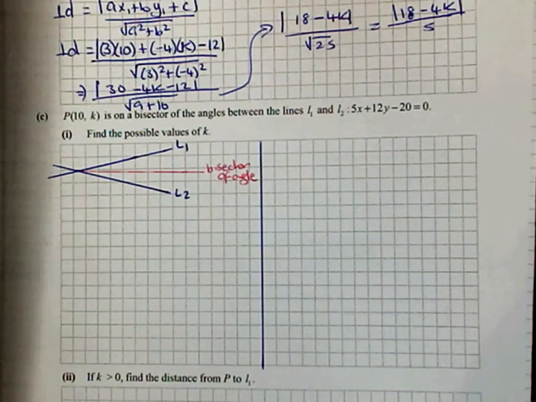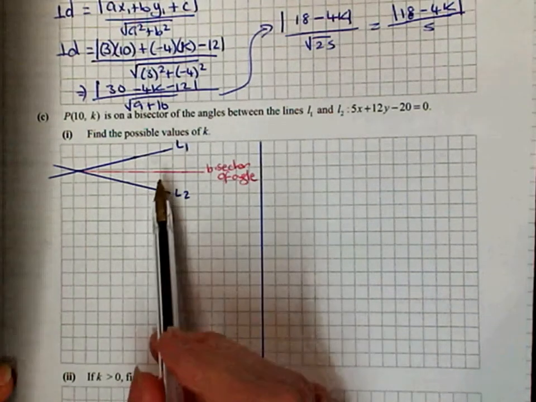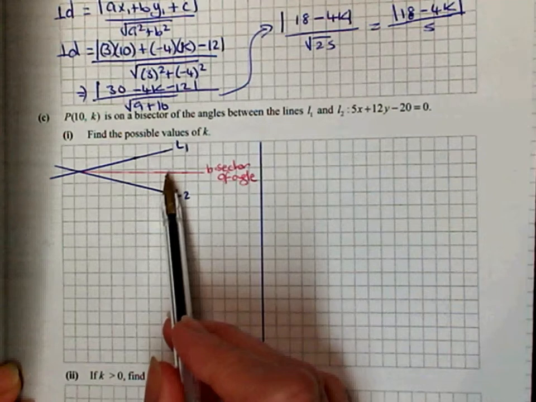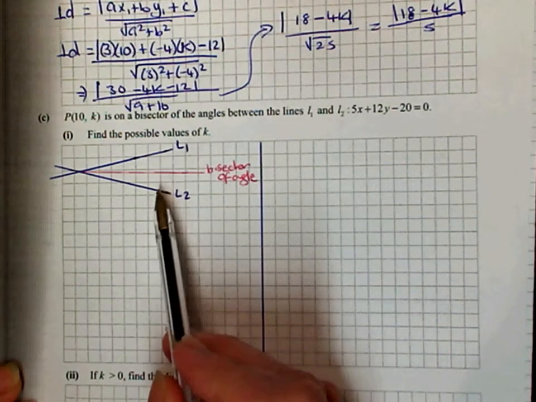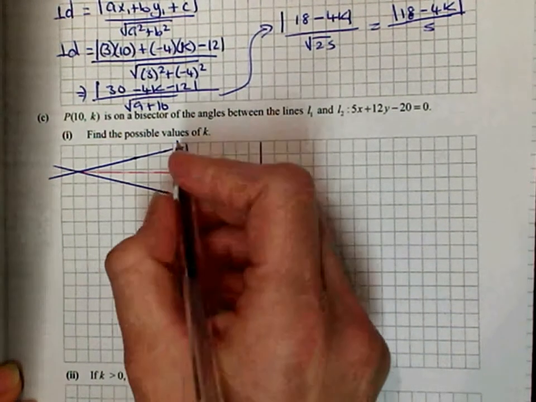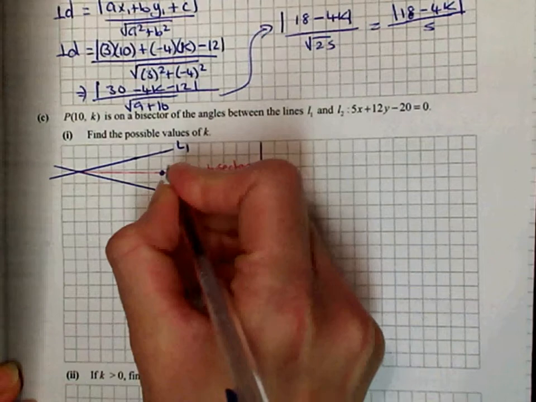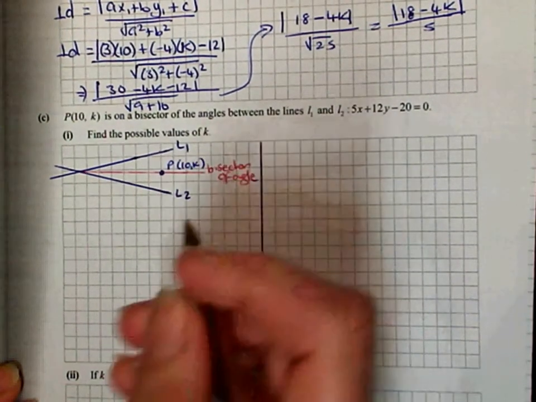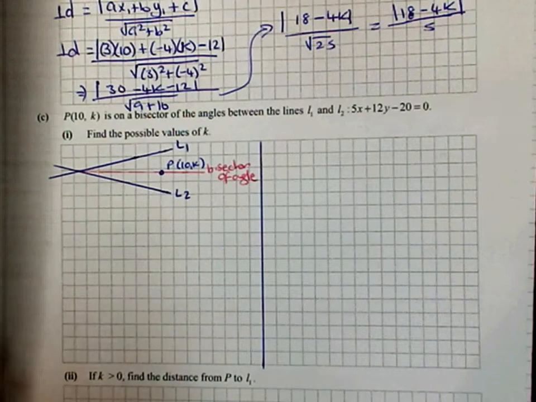So 2015, paper 2, question 3, part C. You're told that the point P, which is (10, k), lies on the bisector of the angle between the lines L1 and L2. So there's the bisector, and the point P, we'll just put it here, is (10, k). And you're asked to find the possible values of k.